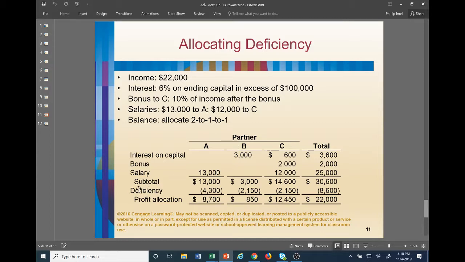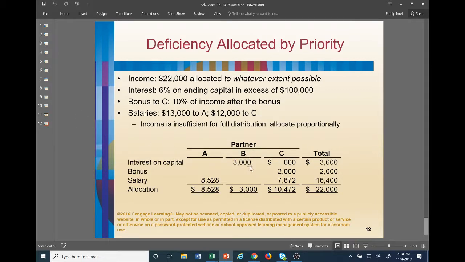We had a deficiency or a remaining profit. Well, that's not the case here, because we're just going to go as far as we can based on priority. So we know the priority of the income has to go to salaries of 13,000 to A and 12,000 to C. That's why we're just going as far as we can. So B in this case, other than the interest on the capital, is going to be left out. They're not receiving any bonus and they're not getting any salary, because A and C have priority to that salary.